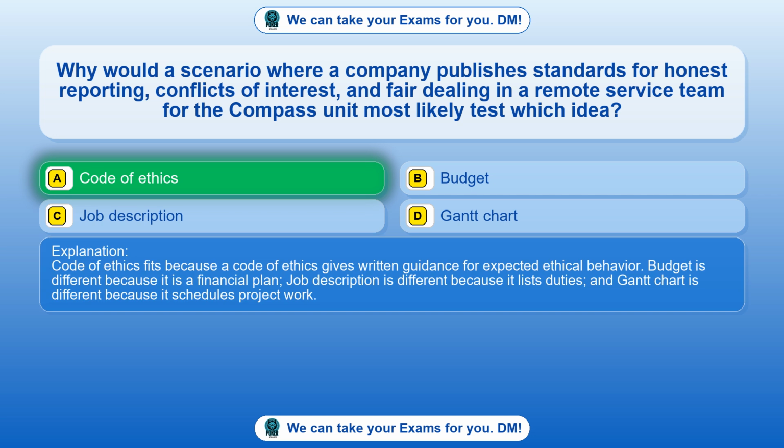Code of ethics fits because a code of ethics gives written guidance for expected ethical behavior. Budget is different because it is a financial plan. Job description is different because it lists duties, and Gantt chart is different because it schedules project work.